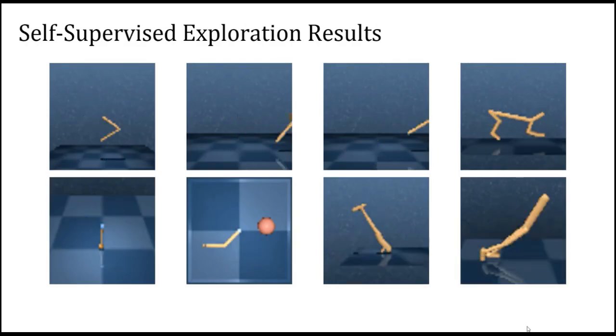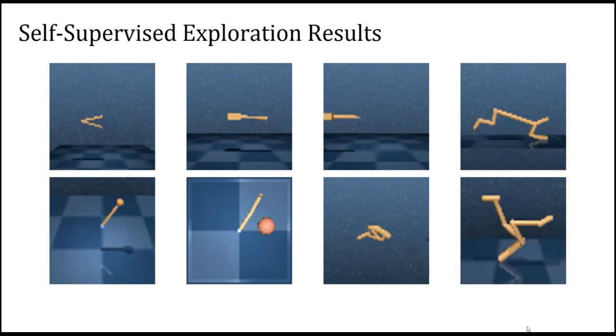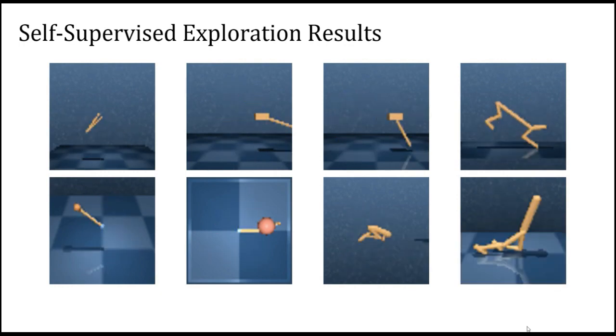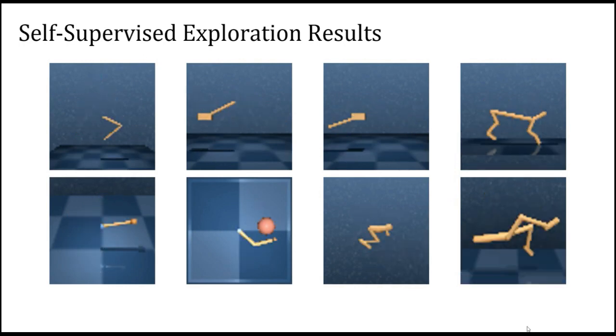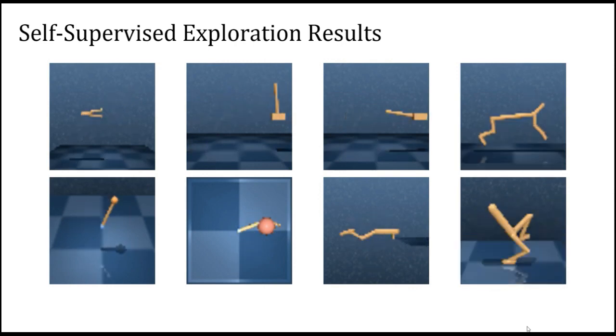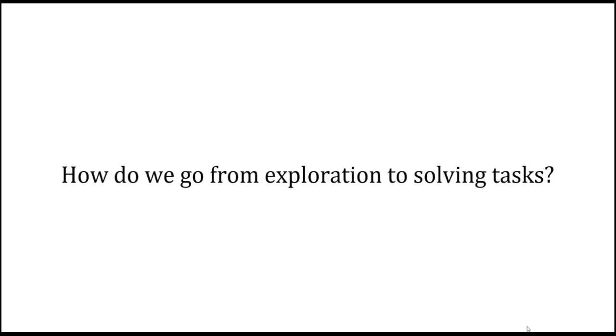We evaluate our agent on 20 continuous control tasks using high-dimensional image observations as the only input, a few of which are shown here. Our agent is able to learn effective exploration policies on the tested continuous control tasks. However, these behaviors are still meaningless unless they can be useful for solving new tasks. So, how do we then go from exploration to being able to solve tasks?